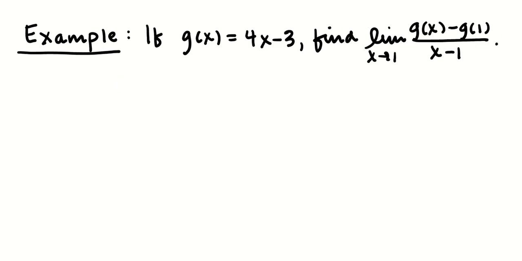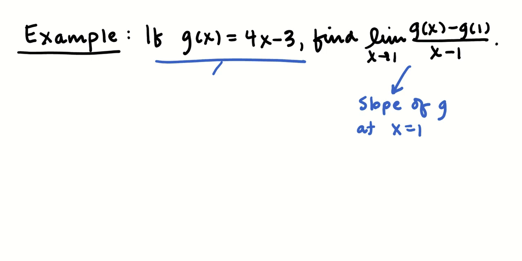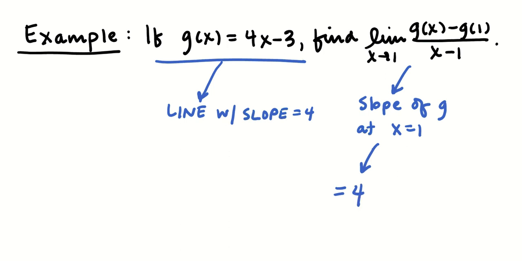All right, another quick example: if g of x is 4x minus 3, find the limit as x approaches 1 of g of x minus g of 1, divided by x minus 1. So I'm going to look at that limit of the difference quotient. I'm going to know that that is code for the slope of the graph of g at x equals 1. Okay, well, wait a second. I know that g is a line, and it has slope 4. So the slope of g at any x value is going to be 4. So I'm going to say that that limit is equal to 4.